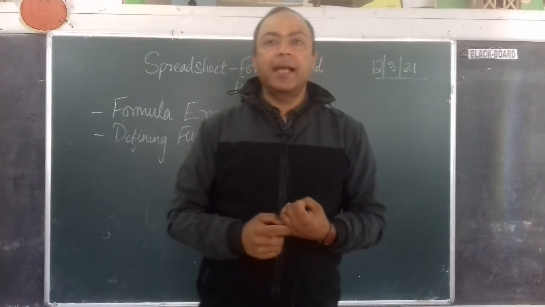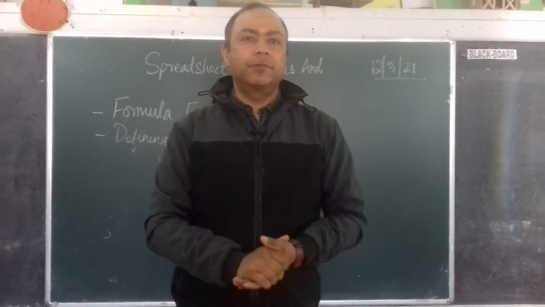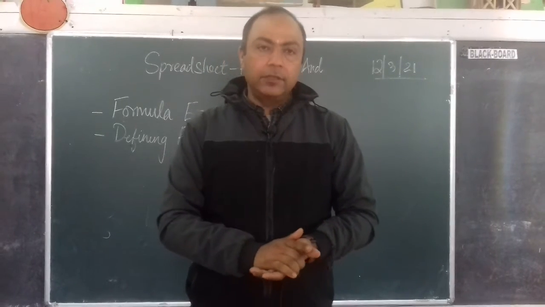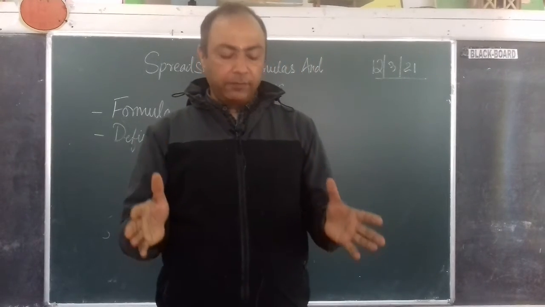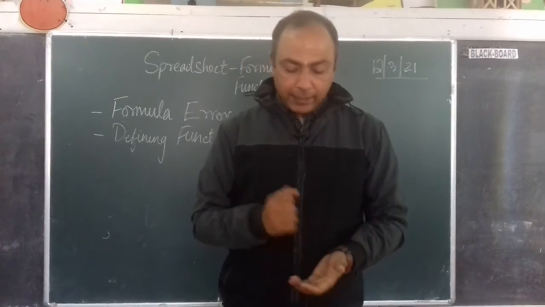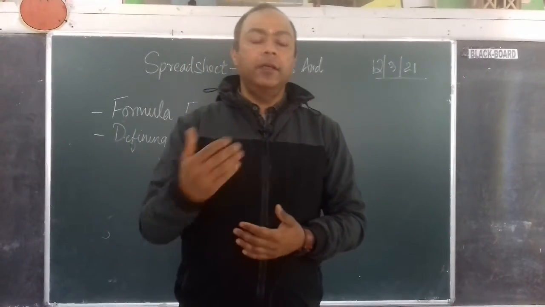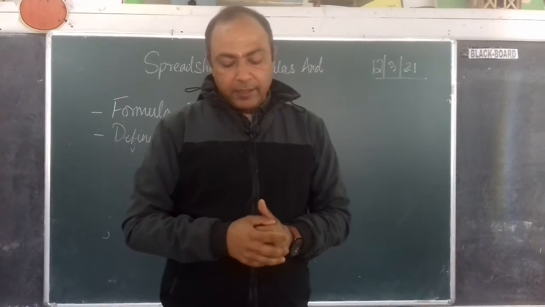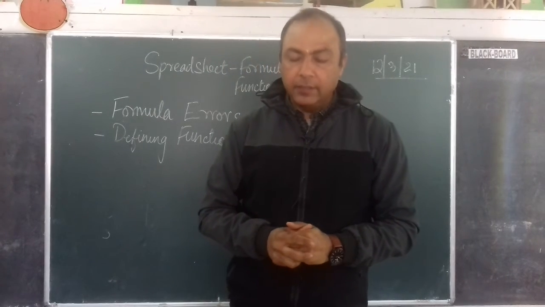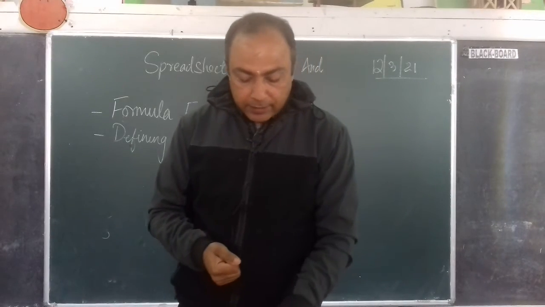Similarly, the next is max. To get the maximum value, we use the max function. You should not write maximum, you have to write only the abbreviation, that is max. The max function determines the highest cell value. Similarly, the min function determines the minimum value, the lowest cell value. The name of the function is min. So these are some commonly used functions in the spreadsheet.